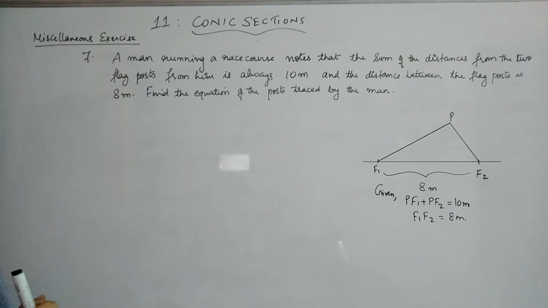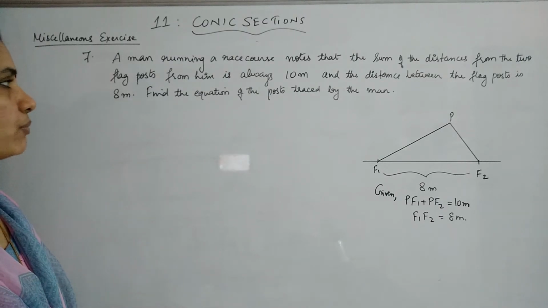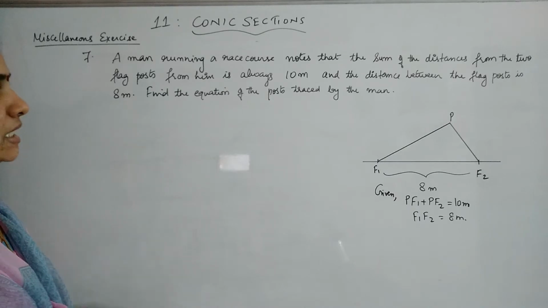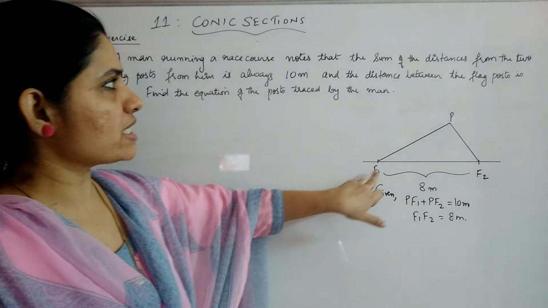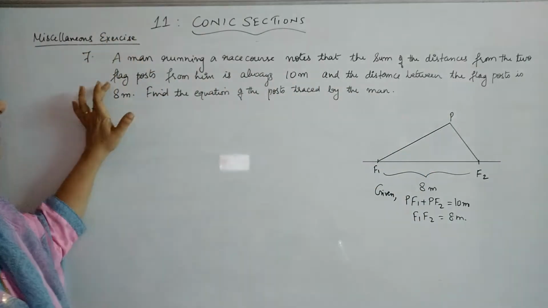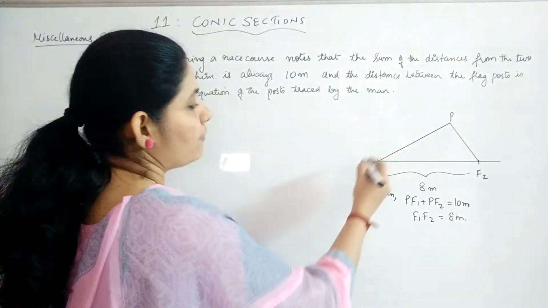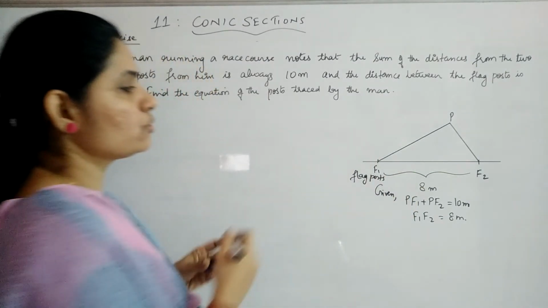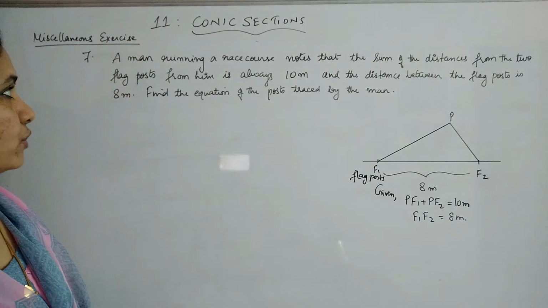Question number 7 is, a man running a race course notes that the sum of the distances from the 2 flag posts from him is always 10 meter and the distance between the flag posts is 8 meter. Find the equation of the path traced by the man. So if we are taking the 2 fixed points which they are talking about, the 2 flag posts, you can see the 2 flag posts are taken as F1 and F2.